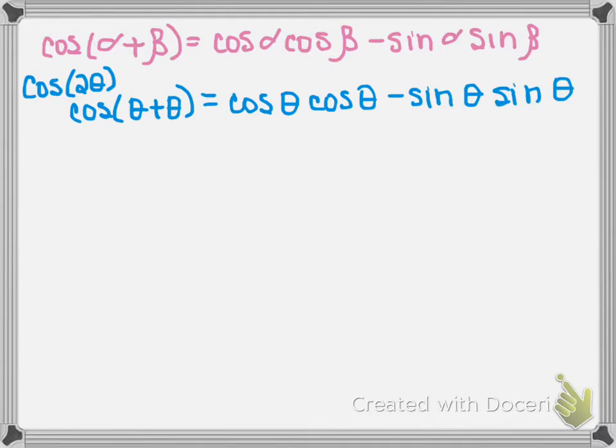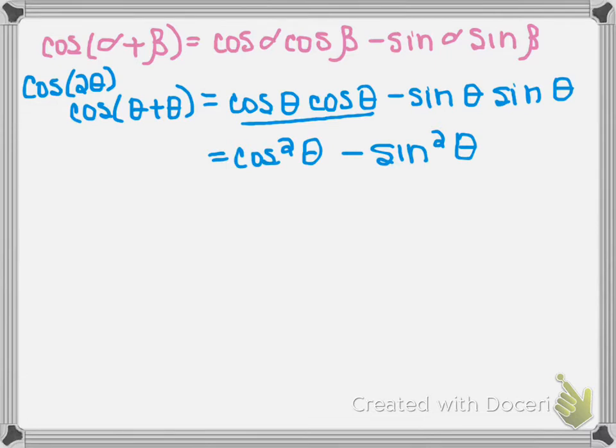Okay, well, cosine theta times cosine theta, that's just cosine squared, right? Minus sine theta times sine theta is sine squared theta. So that's one of the formulas. They give you 3 different formulas for cosine of 2 theta. So that's the first one.